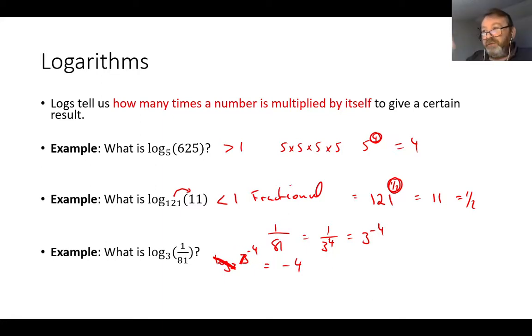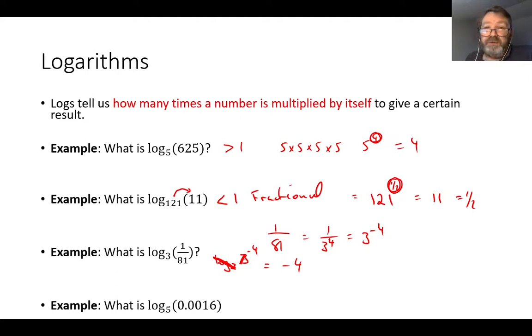So log to the base 3 of 3 to the 12 will be 12. Log to the base x of x to the 7 is 7. If the base of the log and the base of the index happen to be the same, then they're inverse functions. They will cancel each other out and you'll be left only with the index that was over the original base.